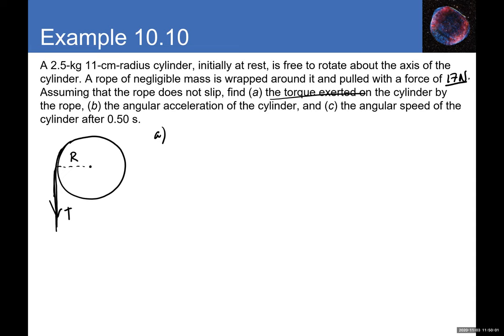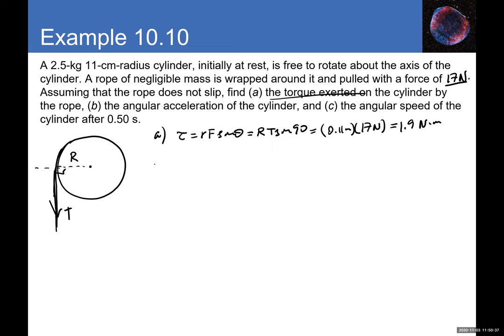what is the torque? Well, torque equals R times F times sine of theta, remember? So R is the radius, force is the tension, and theta is 90 degrees because the tension is acting perpendicular to this radial line. All right, so this becomes 11 centimeter radius, which is 0.11 meters, times the tension, which is 17 newtons. So you can calculate that together, get 1.9 newton meters. All right, that's the torque.